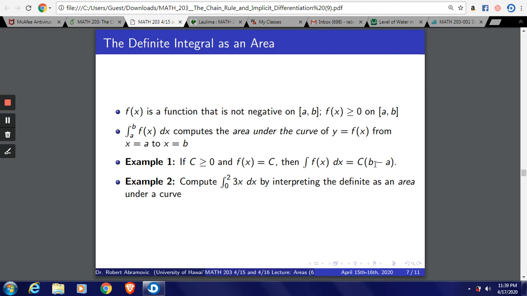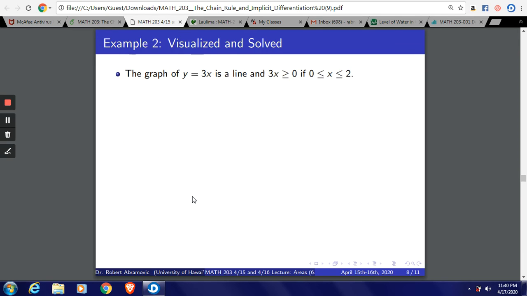Second example is to compute the integral from 0 to 2 of 3x dx. Now we could compute this by using the antiderivative method outlined above, but we're going to do this by interpreting the definite integral as the area under a curve. And here's the next slide where we do this.